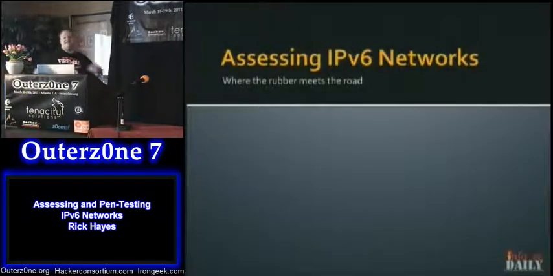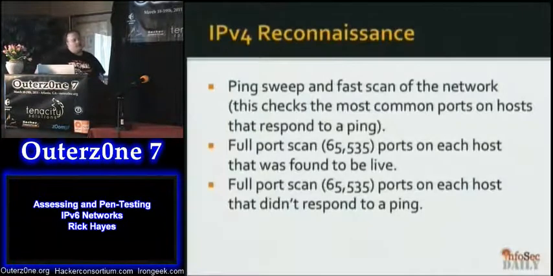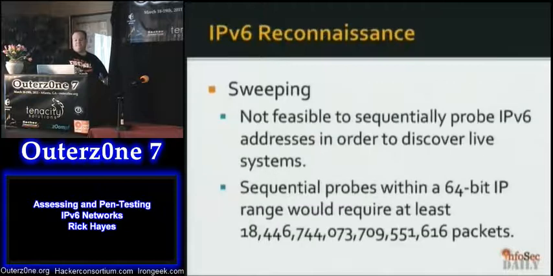So assessing an IPv6 network. So where the rubber meets the road. When we normally do a v4 reconnaissance, we say, hey, just run a ping sweep and find out what's alive and go through that. Or we may do a full port scan, all 65,535 TCP and same thing. So we may do all of that to find out what's out there. That sounds great. We can see which ones don't respond to a ping. We can go through the whole myriad of things.